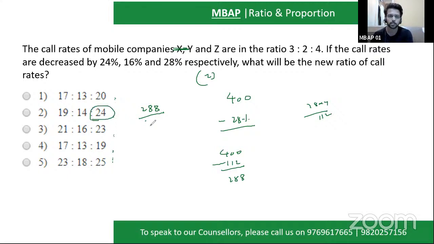If you do that, you'll see there's only one option which is left, which is 24. 24 is the only value which would be able to divide 288. So hence, the answer for the given question is option number 2. I'm least bothered about X and Y. I'll check only for Y, Z.